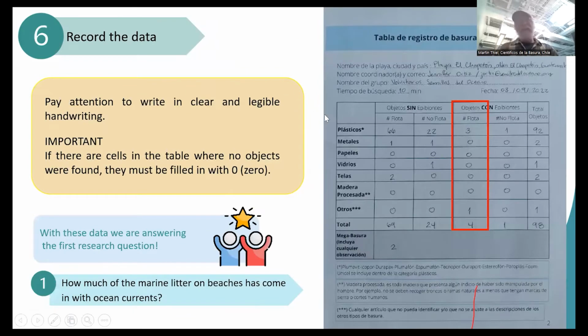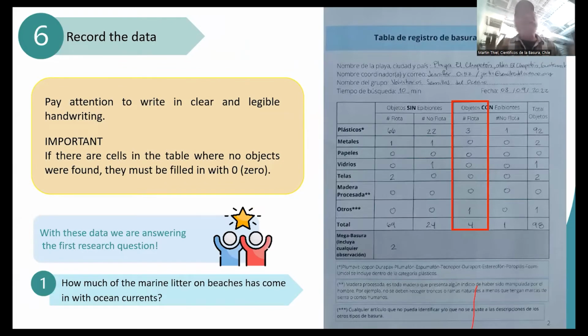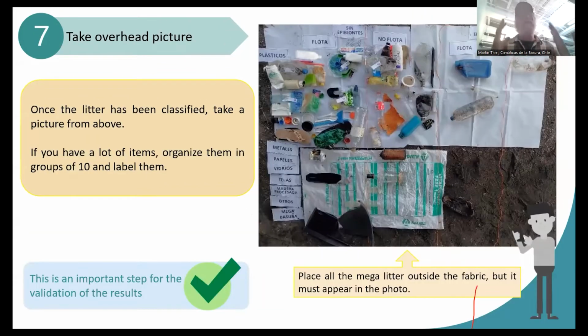Because then we need to go back to this table, right? And if it says 66, if the team here from the picture counts 64, that is okay. But if it here says in the table 66 and on the picture we only count 30, then we have a problem. So this picture is very important, and you can see here also this team, they did this very well. They gave more space to the plastic, which is what we usually have most, and the metal, paper, glass, fabrics, other things here on the bottom, they gave a little bit less space because, as you can also see, there are fewer items.